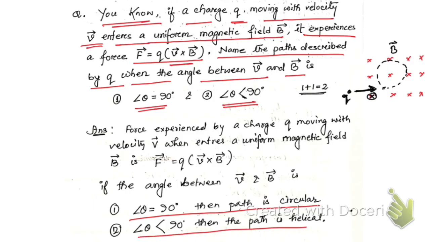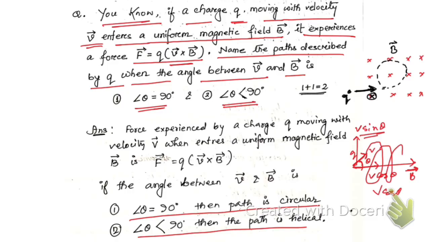And if theta is less than 90, suppose this is the magnetic field. Let me consider the direction of the magnetic field along the x-axis, and the charge q is moving this way. Then its velocity will have two components: one is v sin theta, and another is v cos theta. Due to the v sin theta component, it will take a circular path, and due to the v cos theta component, it will move forward as well. So that's why the path will be helical.